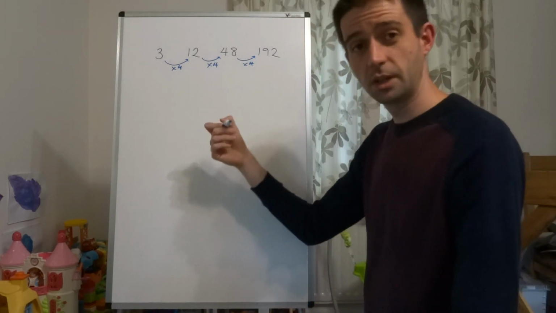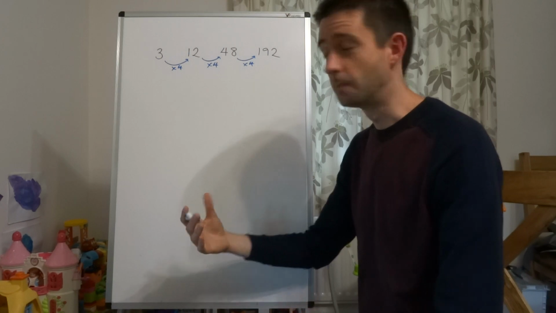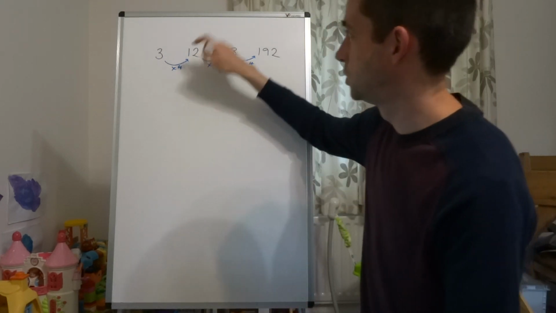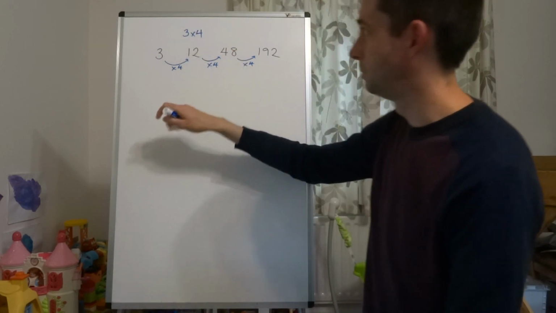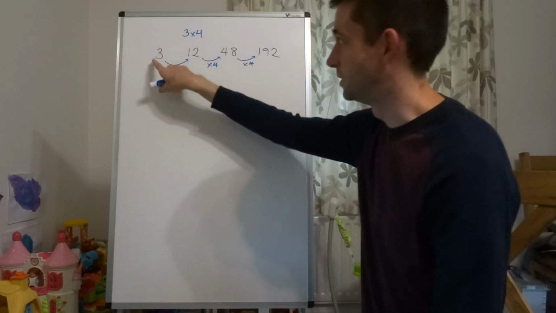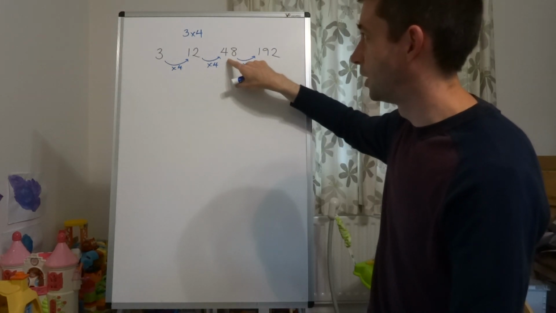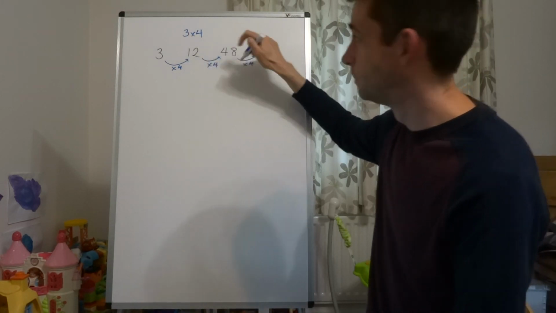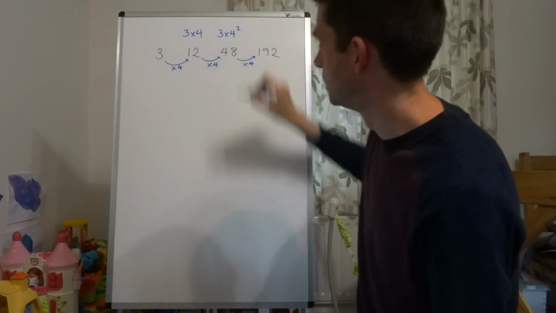So what I'm just going to do to show you a little link to where some of the formulae come from is rather than 12, just above it, I'm just going to write 3 times 4, because that's what we've done to get 12. We've done 3 times 4. Now above 48, I could write 3 times 4 times 4, but what I'm actually going to do is I'm going to write 3 times 4 squared.